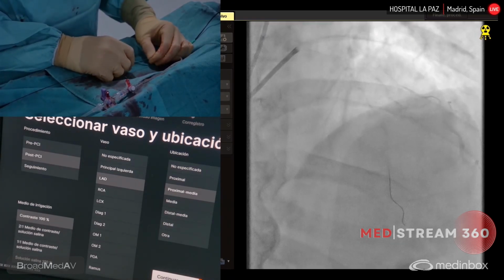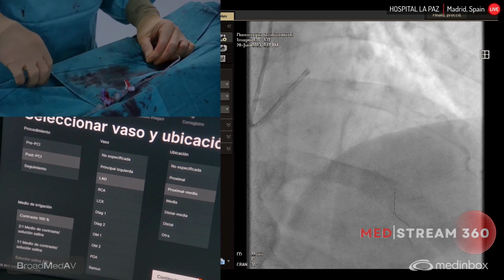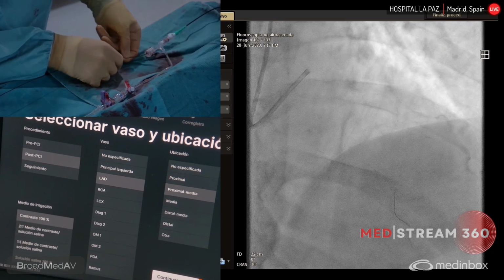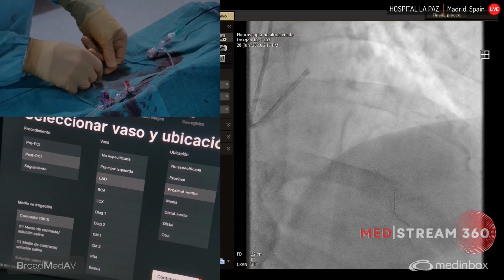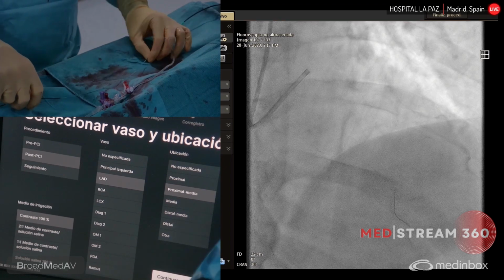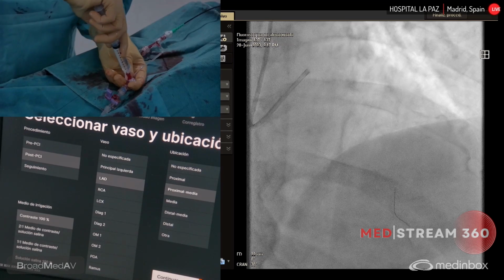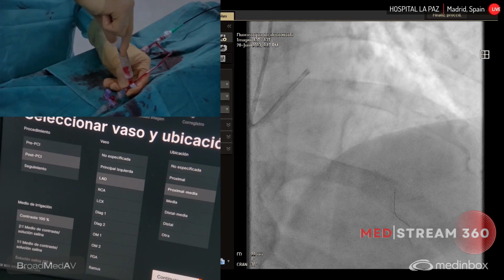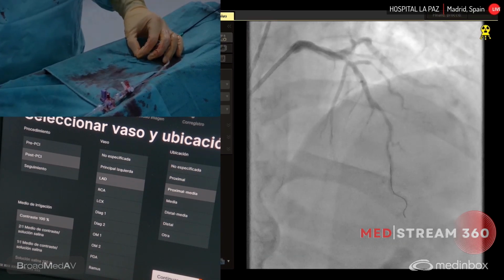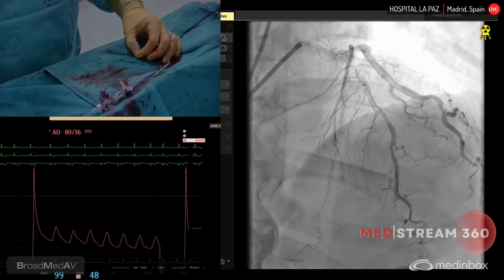I think it's enough. I'm going to retrieve the balloon. Test, please. Okay, I think it's enough. You can use this wire for the PCI, probably. A conventional workhorse wire could work a little bit better through these curves of the distal vessel, but I think we have enough support to advance a stent. Give me some nitro. Let's do another angio after nitroglycerin. Two more. Okay, contrast. Okay, fine.